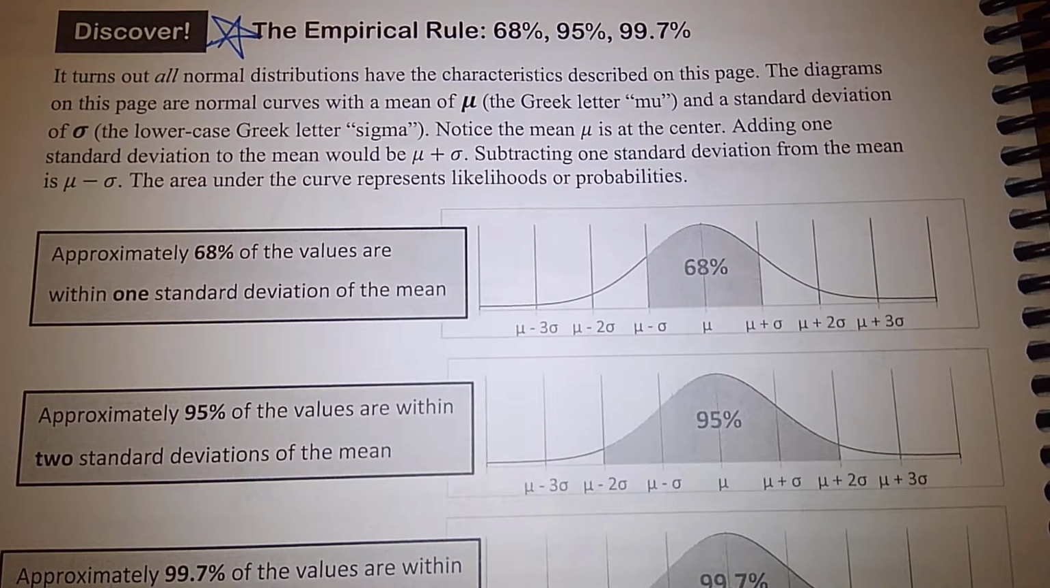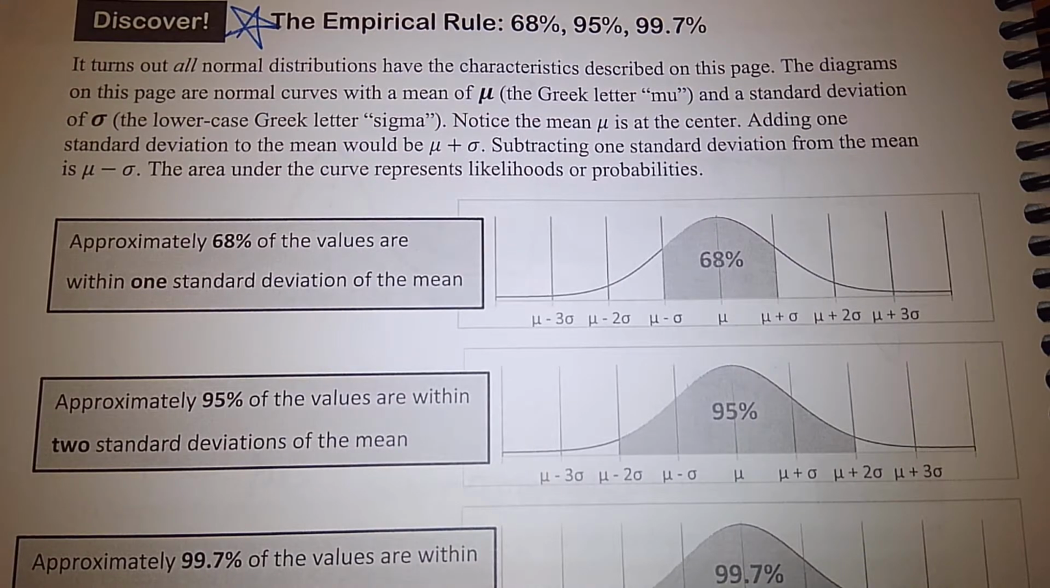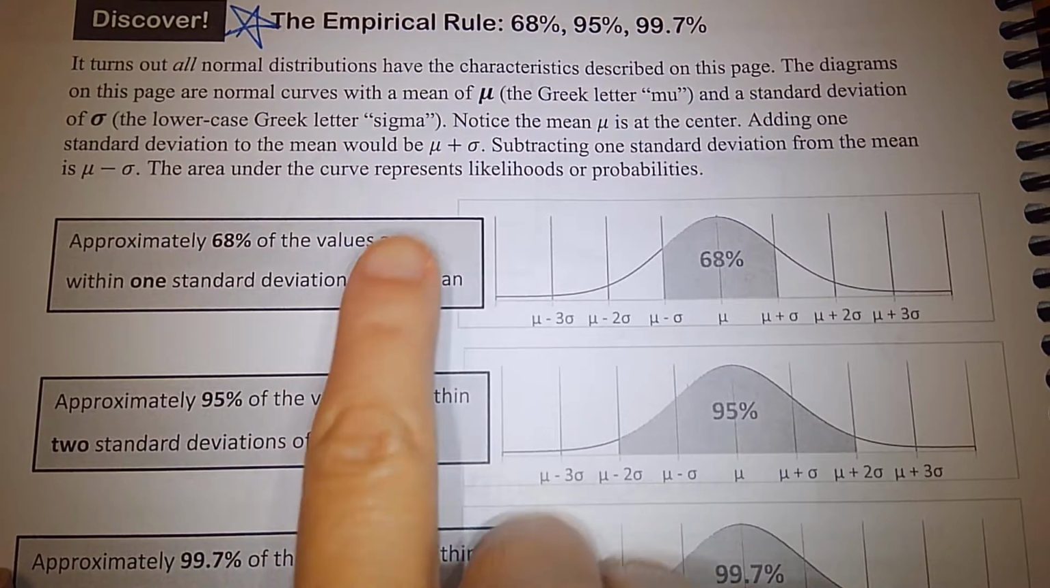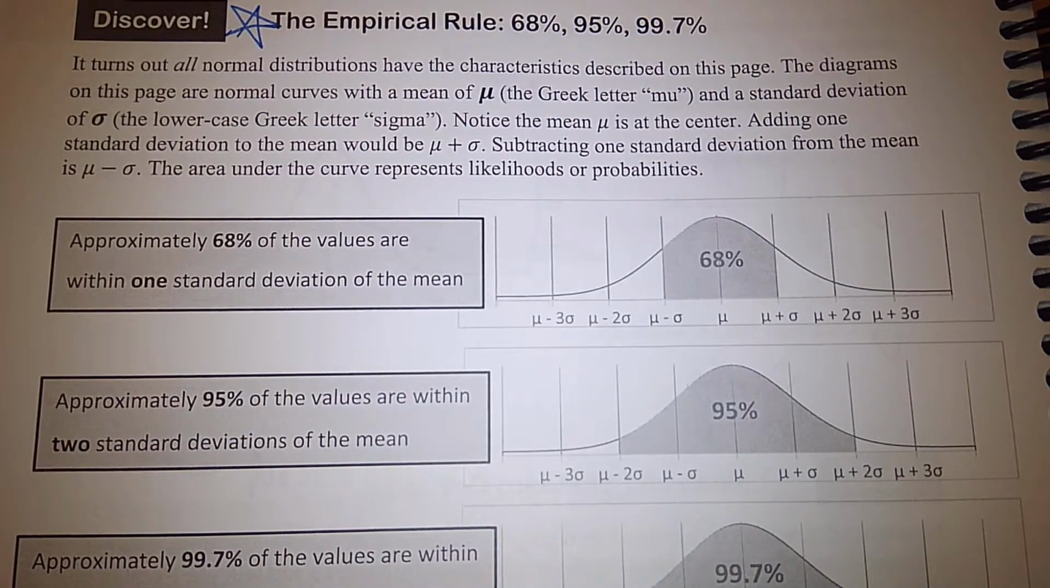It turns out all normal distributions have the characteristics described on this page. The diagrams on this page are normal curves with a mean of mu and a standard deviation of sigma. Notice the mean is at the center. Adding 1 standard deviation would be mu plus sigma. Subtracting 1 standard deviation from the mean is mu minus sigma.